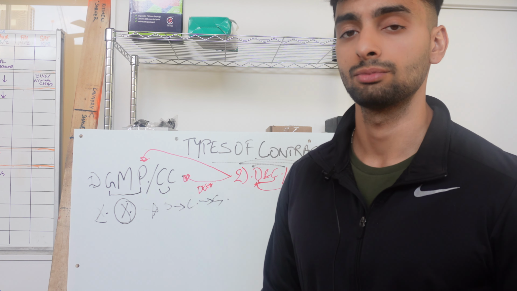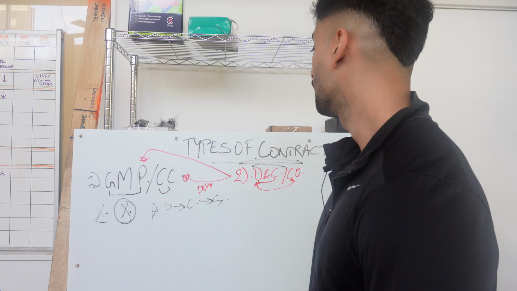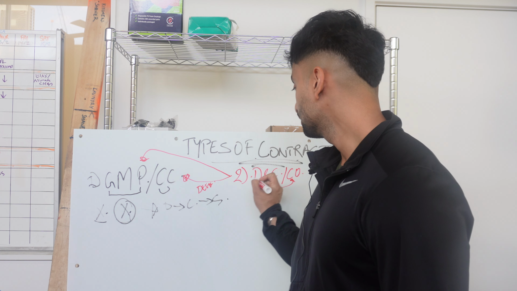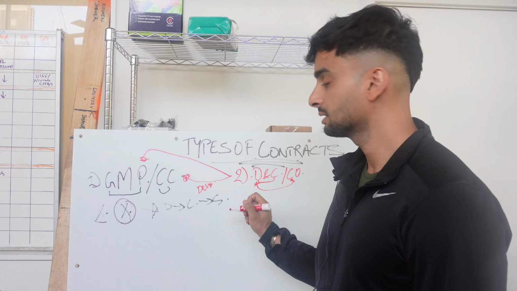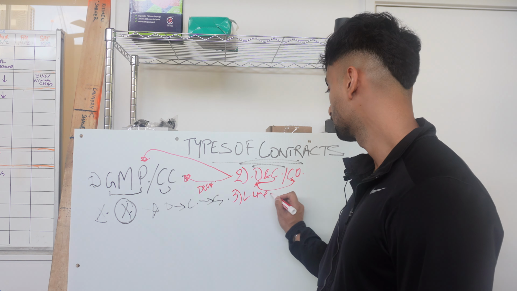We are going to go into more detail about variations in the next video, for people who don't know what variations are. So essentially that's what design and construct only is. The other contract is known as the lump sum contract.